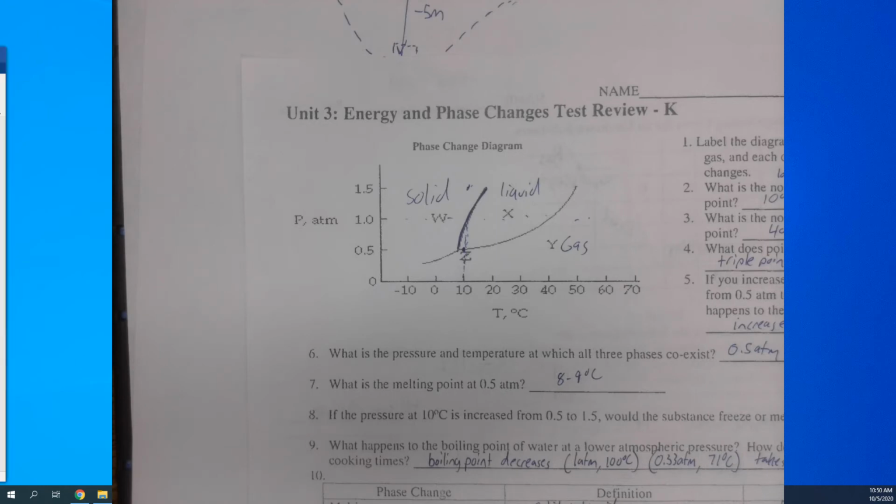So it's going to be a heating curve, a phase change, a phase diagram curve, kind of like we just did. I'll ask you to figure out normal melting.